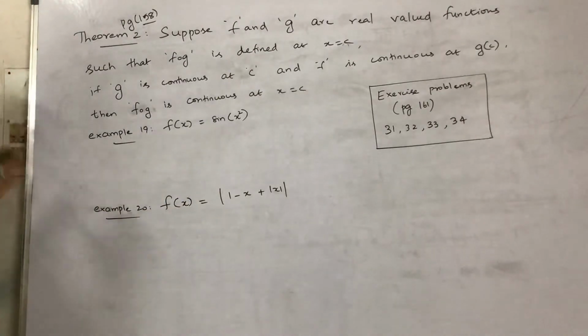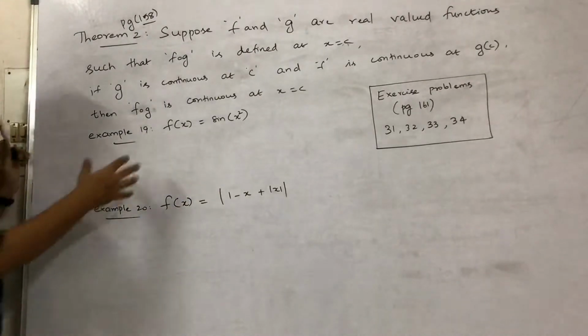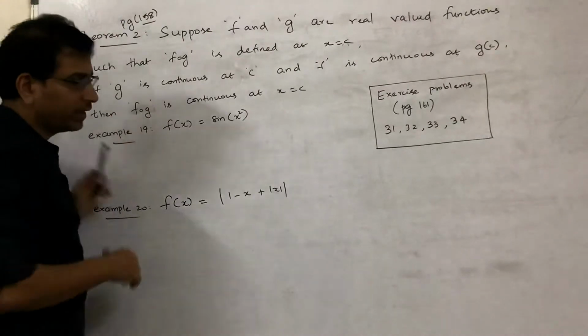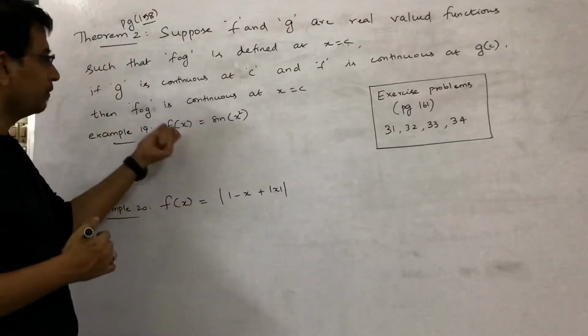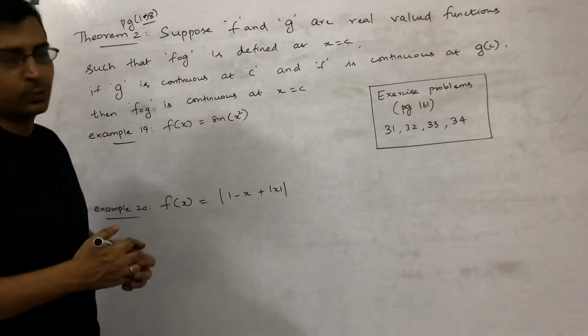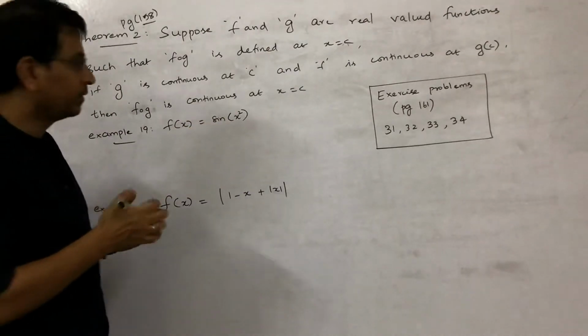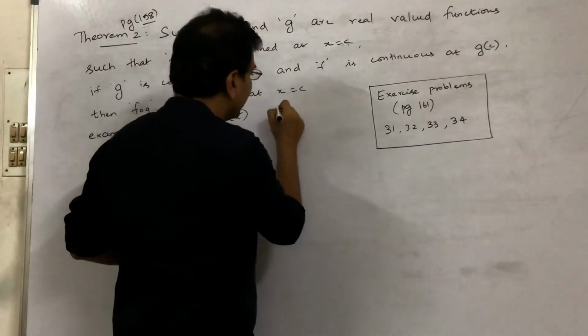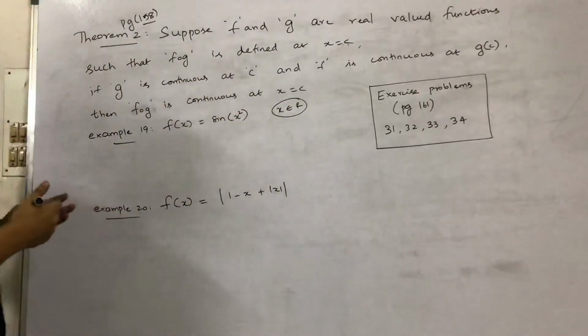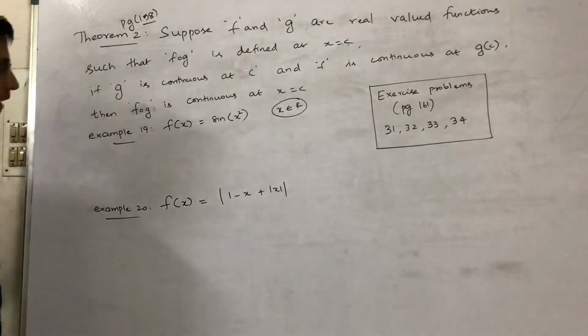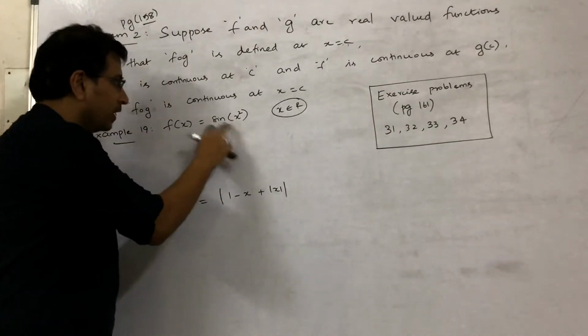So let's see how to apply this. If you look at example 19 given in your textbook, you need to discuss the continuity of the function f of x is equal to sine of x square in the real numbers. If you look at the domain, the domain is x belongs to R. You can substitute any value and you are going to get a finite output, right? So we need to discuss the continuity of this.